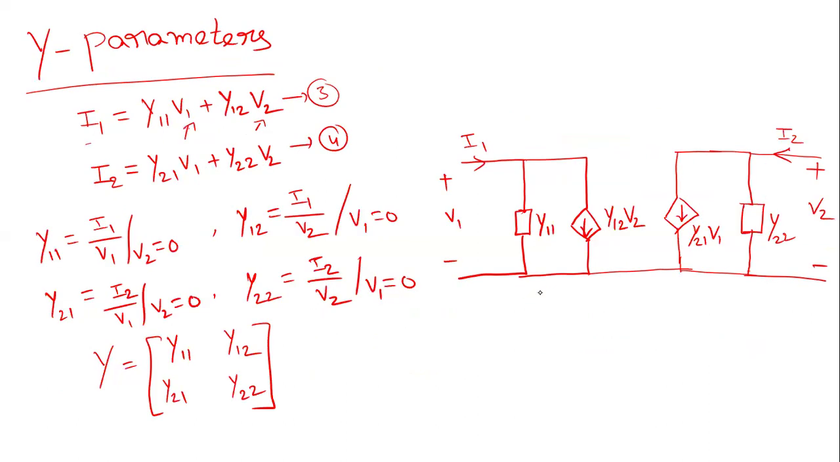Okay, this is very important in analyzing any of the circuits. So these are the Y parameters. And now coming to the transmission parameters, those are ABCD parameters.